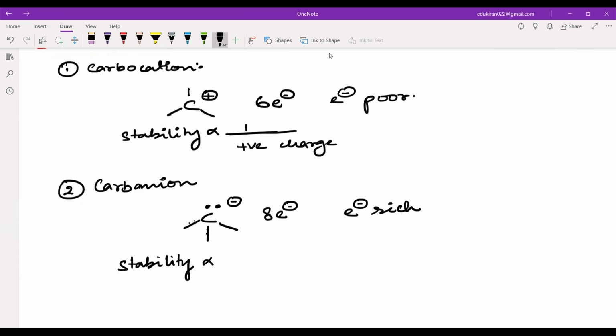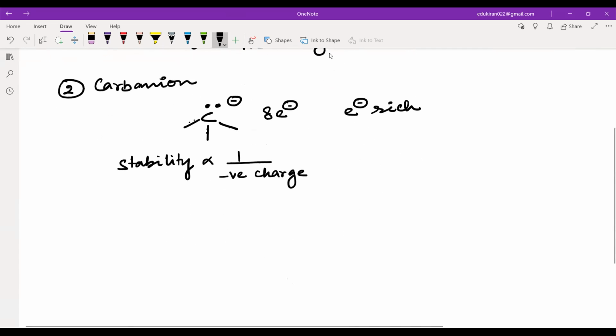Stability of carbanion, it is what? It is inversely proportional to the negative charge. If you decrease the negative charge somehow, then that carbanion will be stable. And the last one that we have to study is the carbon free radical.